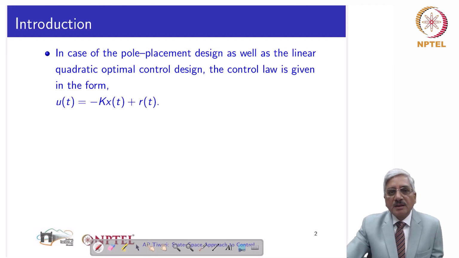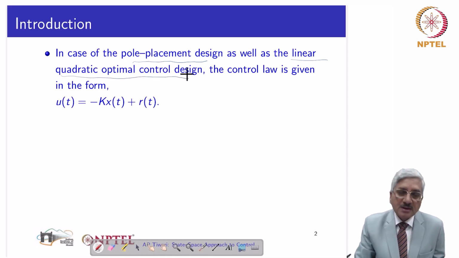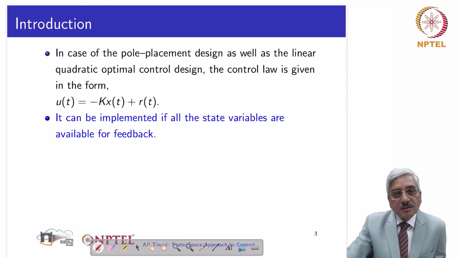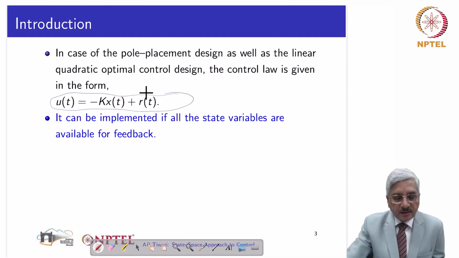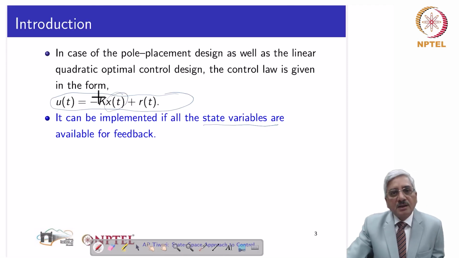And one common characteristic between both the design techniques, the pole placement design as well as the linear quadratic optimal control design, is that in both cases the control law has the same form given by u equal to minus k times x plus r, where u is the input to the system, k is the state feedback gain, x is the state of the system, and r a reference input, as we know. This control law u equal to minus kx plus r can be implemented if the state variables of the system, this x, are available for the feedback.